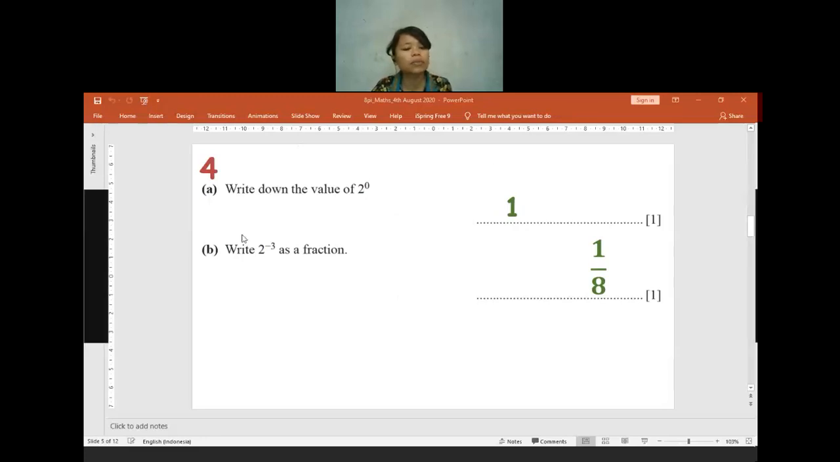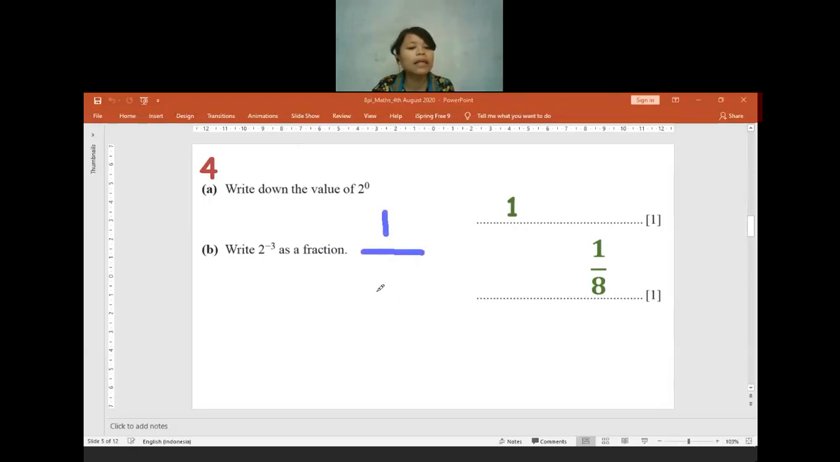Now for question B, write 2 to the power of negative 3 as a fraction. When it is indices with a negative power, we will write it as 1 over, and then the index will go down without any negative sign anymore. So we will have it as 1 over 2 to the power of 3. We can find the value of 2 to the power of 3 by multiplying 3 numbers of 2, so 2 times 2 times 2 altogether. Later it will be equal to 1 over 8.